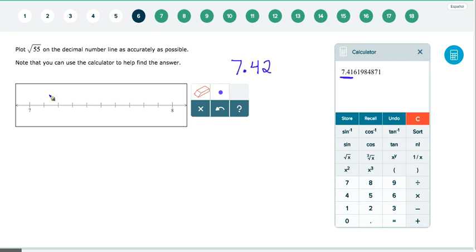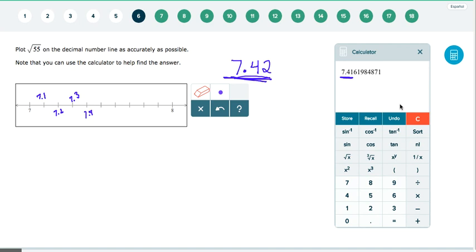and I have to figure out where in between this decimal lies. If you remember anything about number lines, I have 1, 2, 3, 4, 5, 6, 7, 8, 9, 10. So I have 10 spaces, which means I have 7.1, 7.2, 7.3, 7.4. So each of these tick marks is another tenth. 1/10, 2/10, 3/10, 4/10, 5/10, and so on.